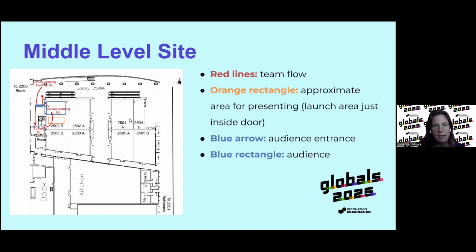What I want to share on this diagram that wasn't in the letter is an orange box and a blue box, and these are just showing a little bit more about what it's going to look like in the room. The orange rectangle is approximately where the teams will be presenting. The launch area is going to be right after they come through the door. And the blue rectangle is representing where the audience will be seated. The blue arrow points at where the audience is going to come in and out. And you'll notice it's the same place that the teams are going to be exiting from. So everyone will have to use some grace and patience as we make sure teams are able to exit while audiences are trying to get in for the next presentation.